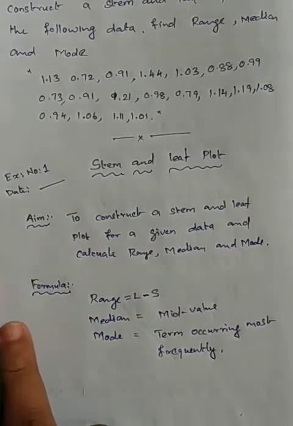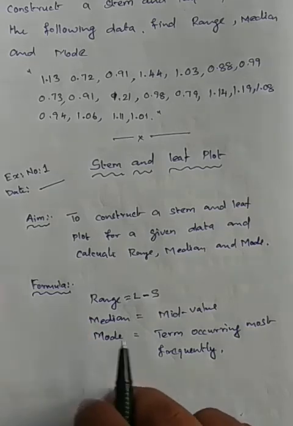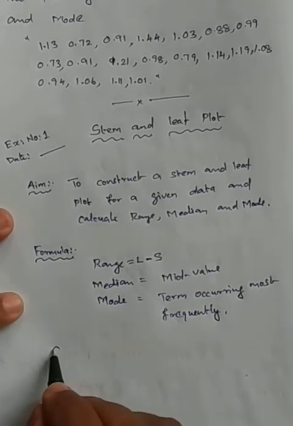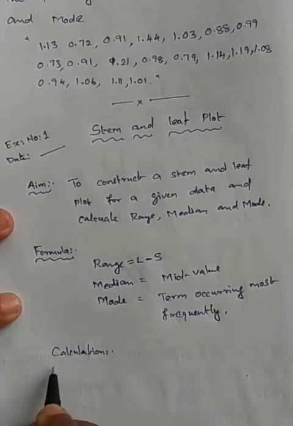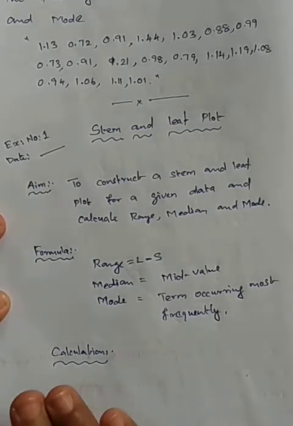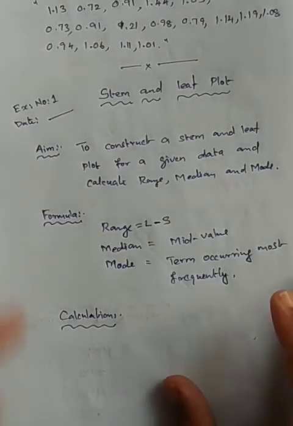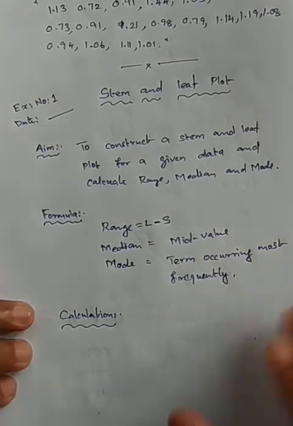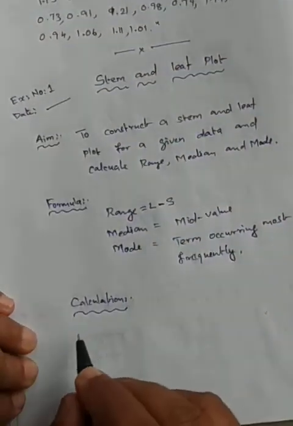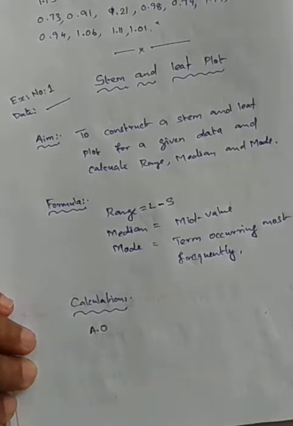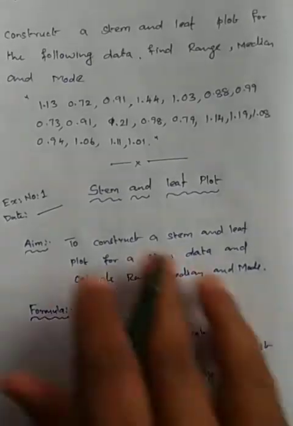First we write the name, next the formula, and then next we have to do the calculation part. The calculation part, in a practical note you will write on the left side, but here you are going to write continuously. So for the given data, we need to arrange in ascending order, AO. What is ascending order? From the data you just pick it.